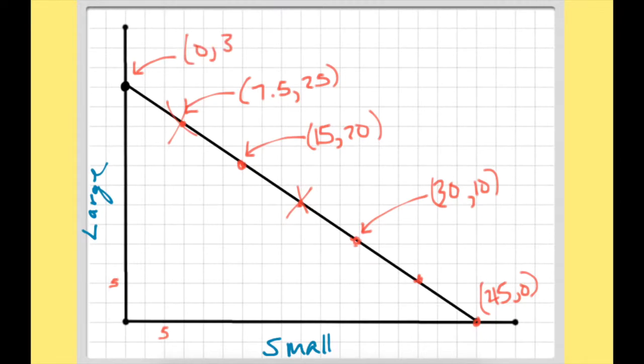0 and 30. So notice I didn't pick any of these parts down here because they're going to all give me decimal numbers of tables. I pick ones that give me an exact number of tables. So it tells me I can get 0 small and 30 large, or 15 small and 20 large, or 30 small and 10 large, or 45 small and 0 large.